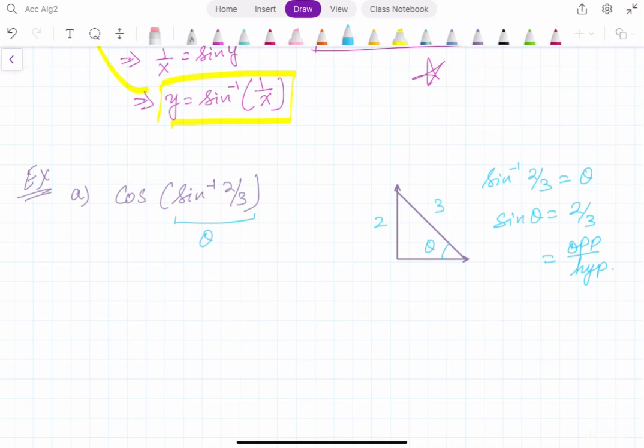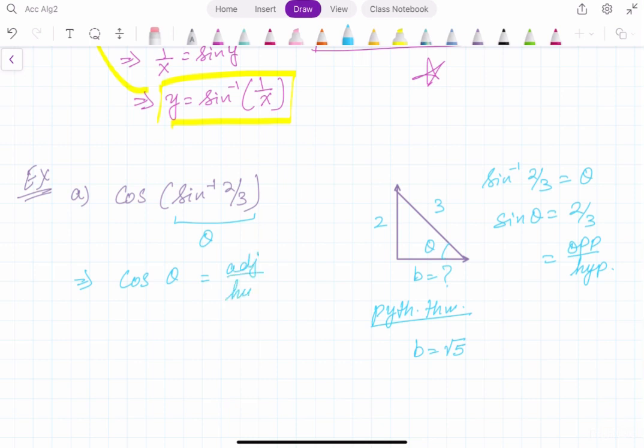So opposite is 2, hypotenuse is 3. Can I use the Pythagorean theorem to find the value of the adjacent side? If I use the Pythagorean theorem, the adjacent side will be 3 squared minus 2 squared inside the radical. That will be just radical 5. Now I know all the side lengths of my right triangle.